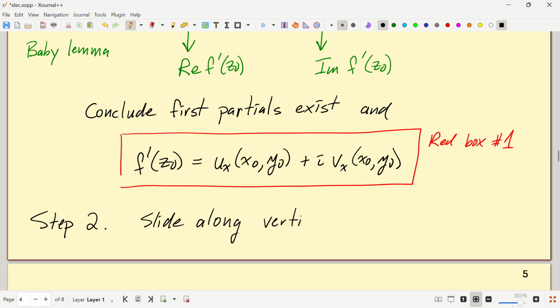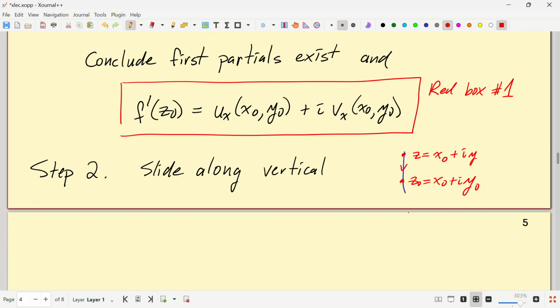And let's think about that. Let's see, vertical. I'd have my z naught equals x naught plus i y naught again. And this time I want to slide in along the vertical, so this would be z. X naught would be held steady, but the y now is the variable. And I'm going to let it slide in like that. And when I do the same old routine, I'll try to speed it up this time.